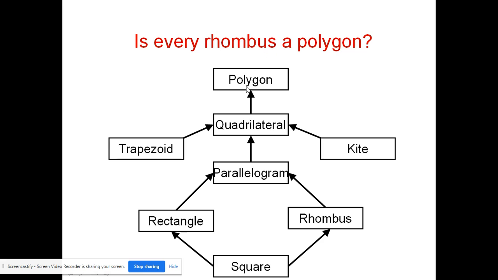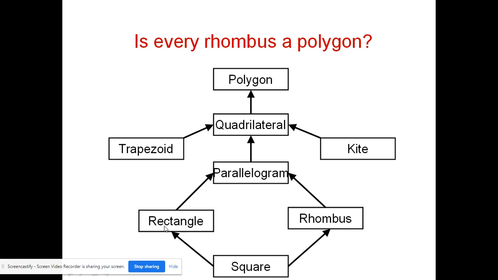Largest groups are at the top, smallest, most specific is at the bottom. And everything at the bottom below that the arrow points to is actually an example of that same shape. Example, a square points to a rhombus and a rectangle at the bottom. That means a square is always a rhombus and a square is always a rectangle.